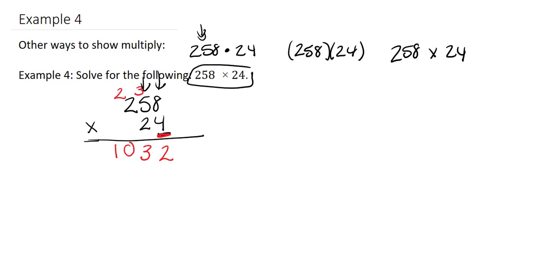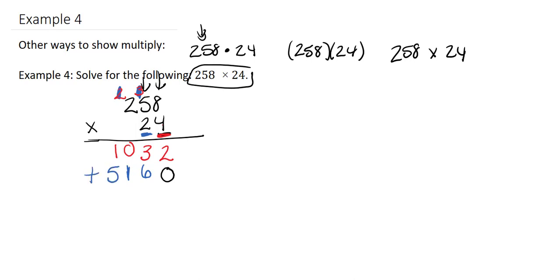Now we go on. But as we move on, we need to put a placeholder of 0. Then let's move on to this 2. 2 times 8 is 16. 6 below, carry the 1. 2 times 5 is 10, plus 1 is 11. So you put a 1 below, carry the 1. 2 times 2 is 4, plus 1 is 5.